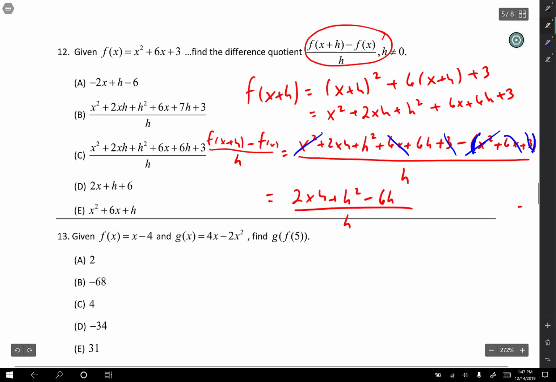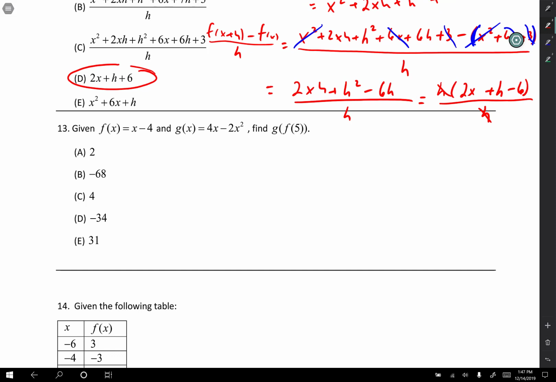And you should be able to factor out an h relatively simple. And if we factor out an h, you have 2x plus h minus 6, all over h. The h's cancel out, and there it is.